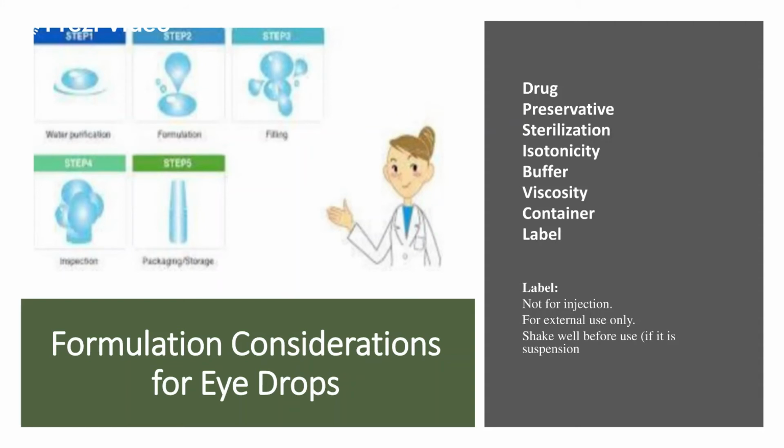We need the isotonicity agents, we need the buffering agents. For isotonicity, 0.9% sodium chloride is generally used. Then the viscosity has to be in the range of 100 to 150 centipoise, so we use various viscosity enhancers. And apart from the container closure, the packing plays a very important role in the case of ophthalmic preparations.